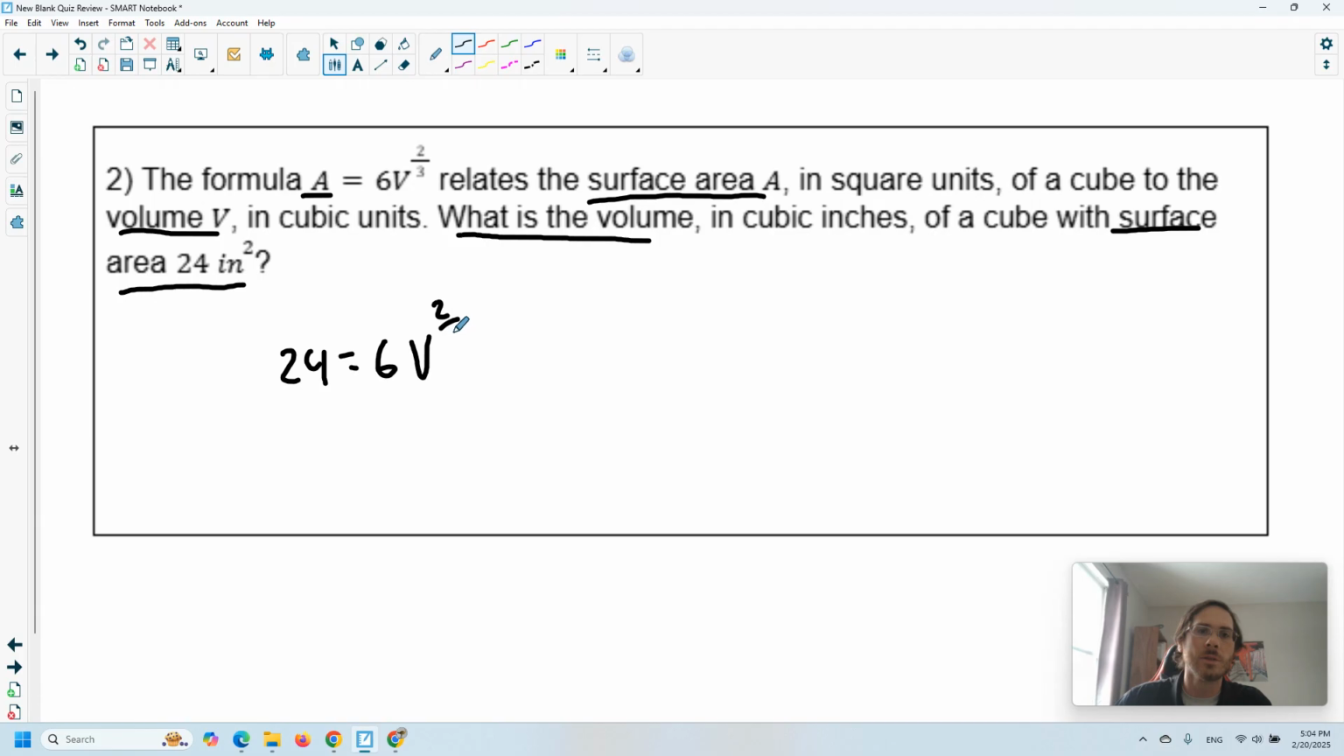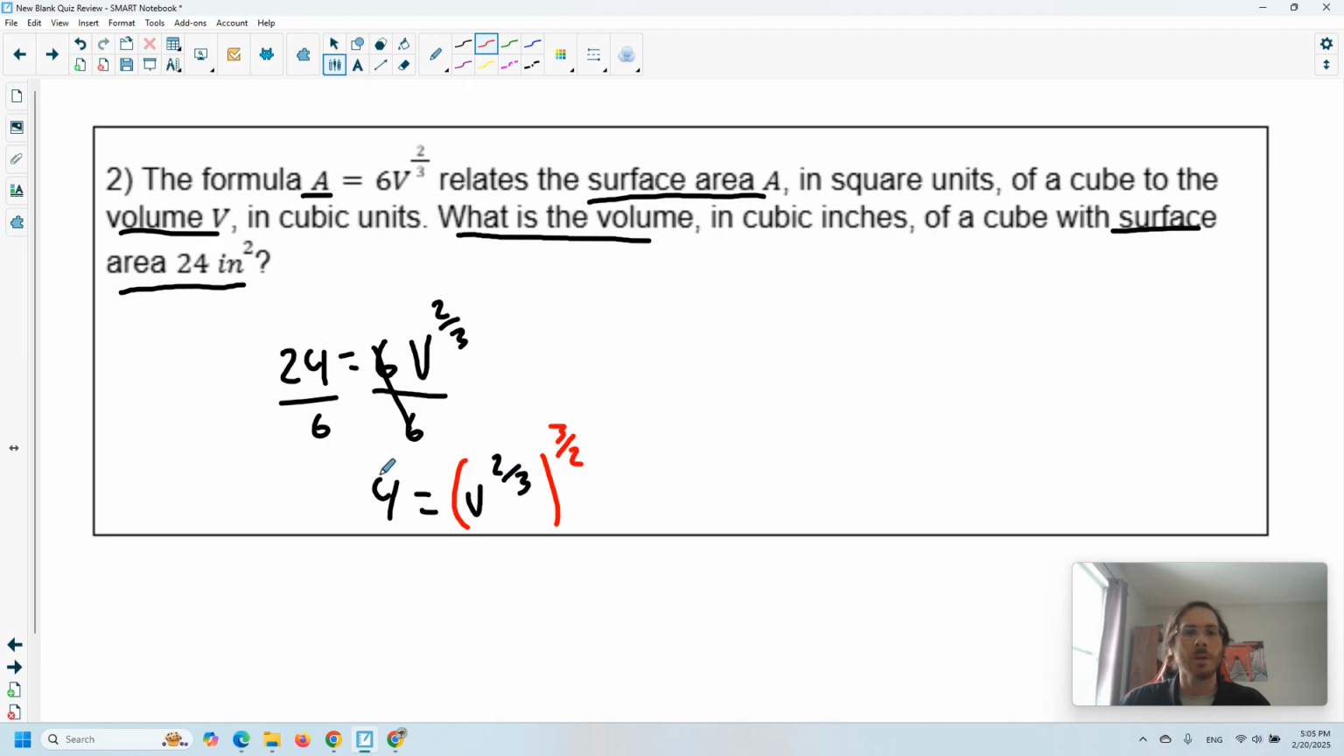So we have 6V to the 2/3 power. Our goal is to get V by itself, to solve this equation. So I think we're just going to divide by 6 here, and that'll cancel those 6's out. So we get 4 equals V to the 2/3 power. Now, if we want to get rid of the 2/3 power, we can just multiply by the reciprocal power, because power to a power means we're going to multiply. So we'll do 4 to the 3/2 power, because 2/3 times 3/2, remember, is just 1.